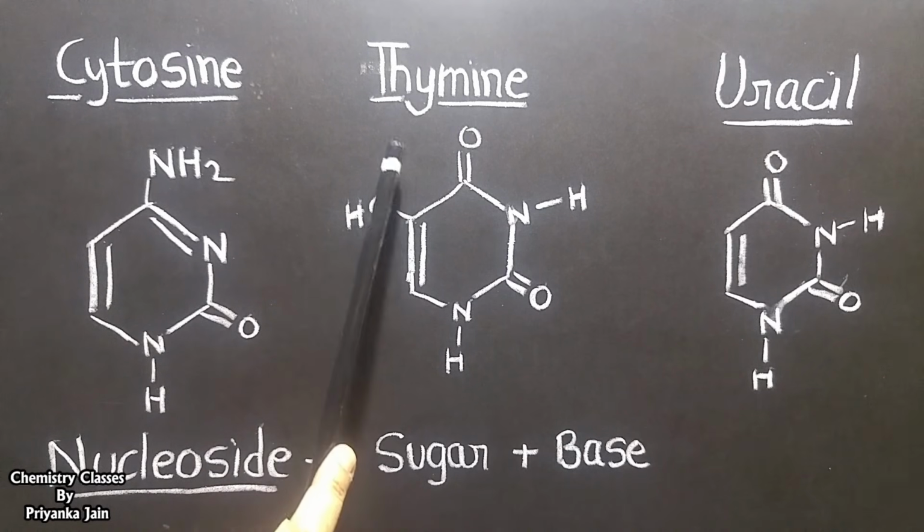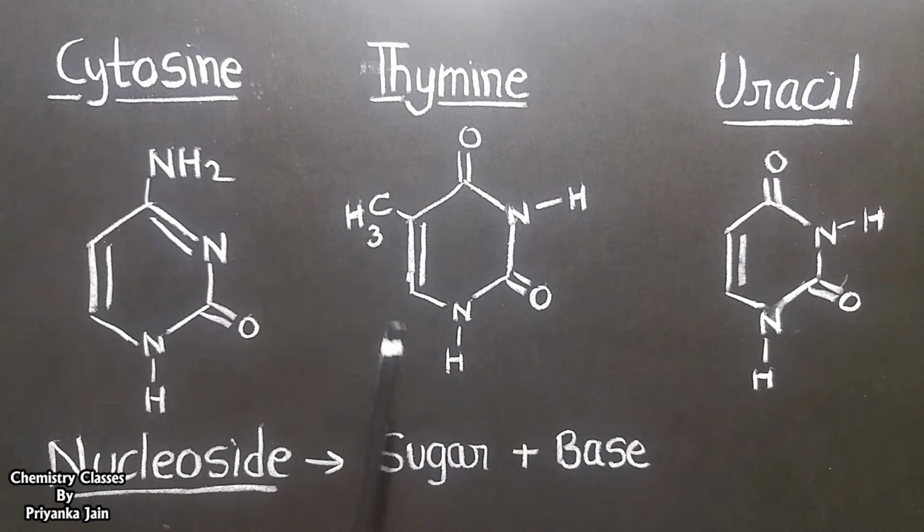In the case of thymine, this is the structure of thymine, and there is a methyl group on the total skeleton of it. One dissimilarity between uracil and thymine is in the structure of uracil. In this there is no methyl group present, but in thymine there is a methyl group. Both have almost similar structure, but they differ in the presence of the methyl group in thymine, and thymine is found in the DNA, while in the RNA uracil is present.